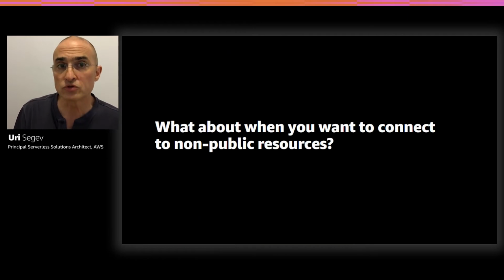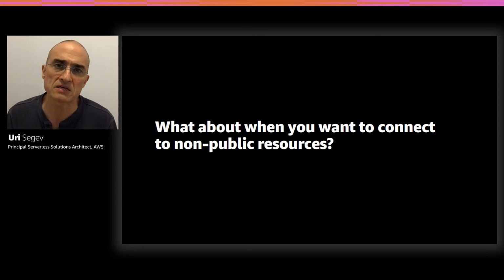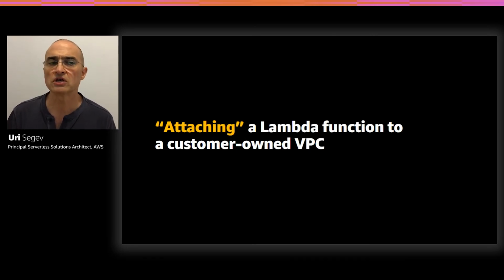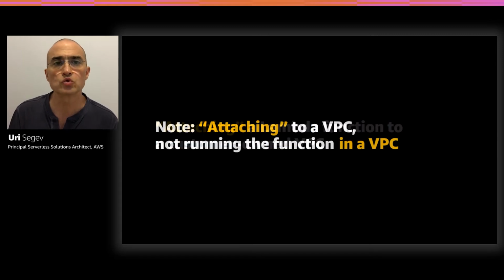Now, what happens when you do need to have access to the VPC? For instance, what happens if you need to access a database in the VPC? If you need to read something from an ElastiCache cluster, what do you do in that case? In that case, you attach the function to the VPC. You do not run the function in the customer VPC.